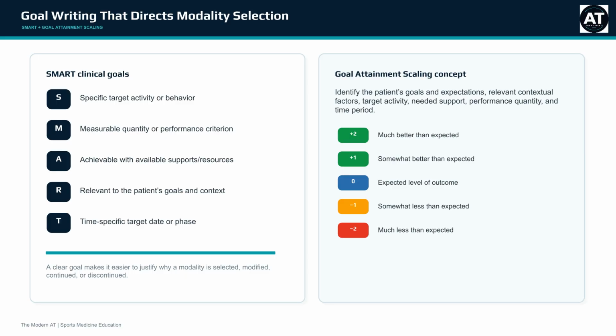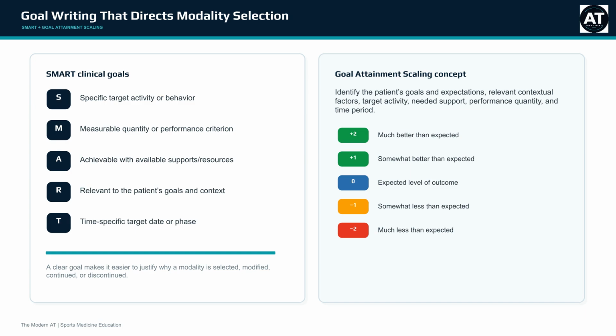Specific means the goal names the activity or behavior. Measurable means progress can be observed or counted. Achievable keeps the target realistic for the patient and setting. Relevant connects the goal to what matters to the patient, and time-specific gives a target date or phase.